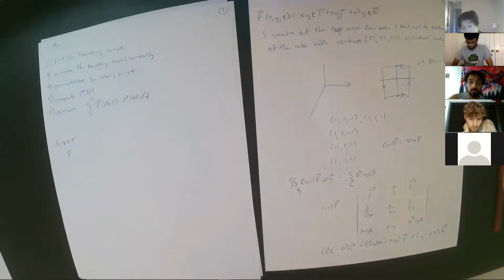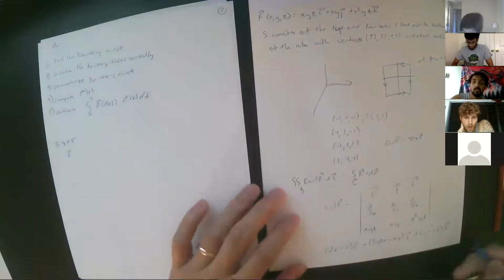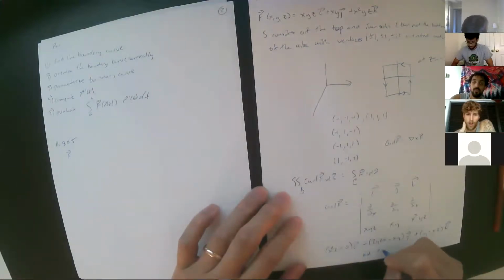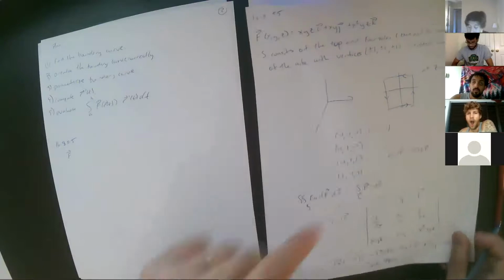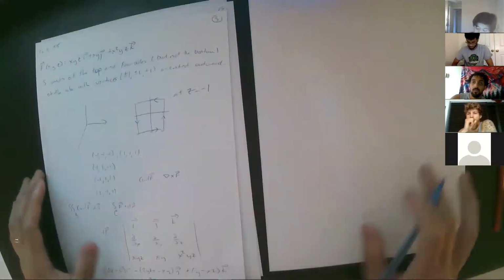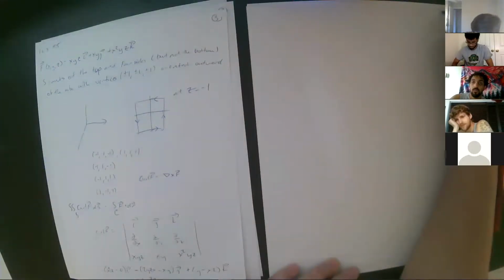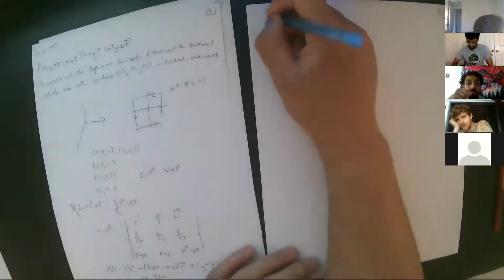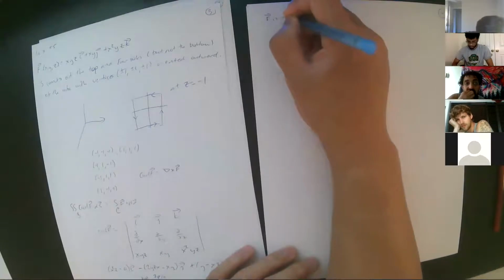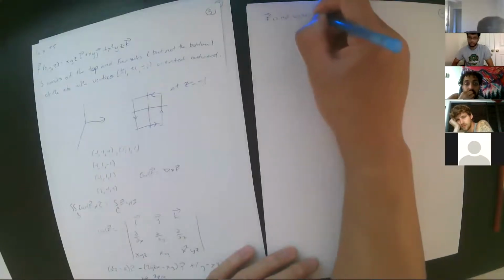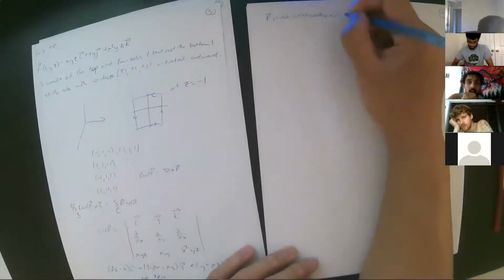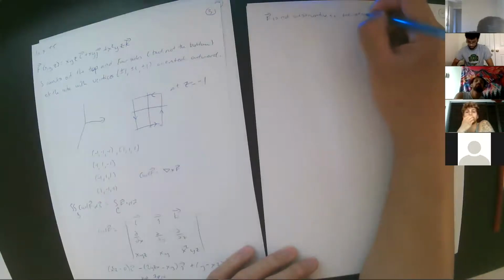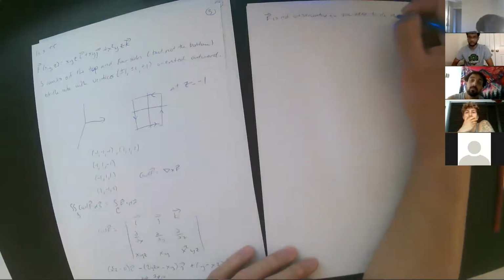So we don't get 0, unfortunately. That's fine. So we have to go do this integral. Let's say what that means. F is not conservative. So we need to do the integral.